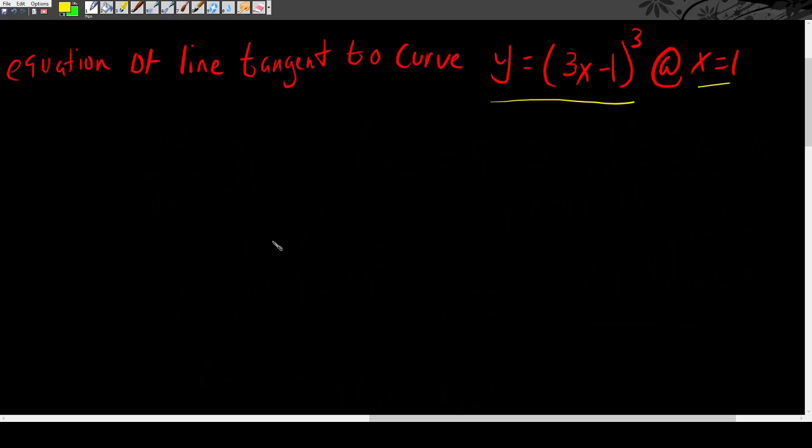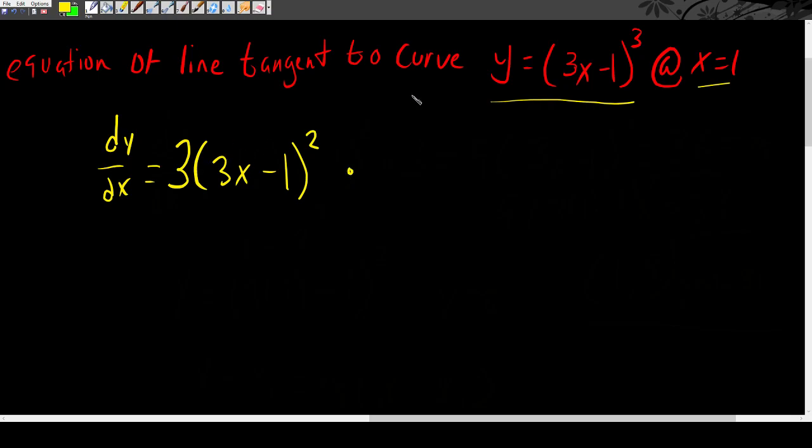So that's what I'm going to do. Just take the derivative of it to find your slope, because that's what a derivative is. Chain rule, I guess. I guess that's how they related it.